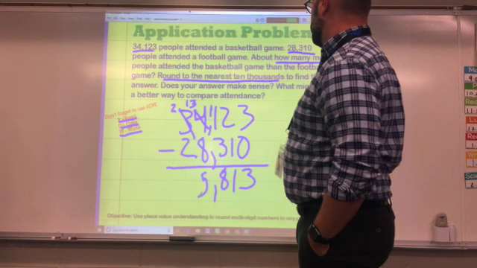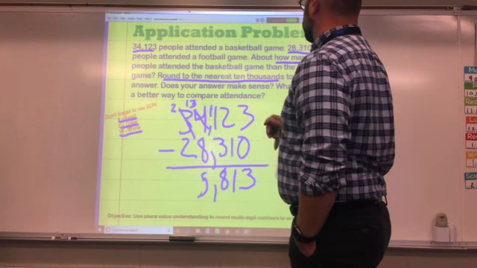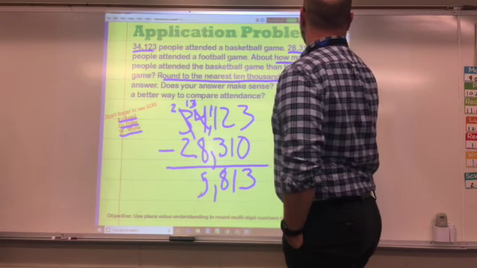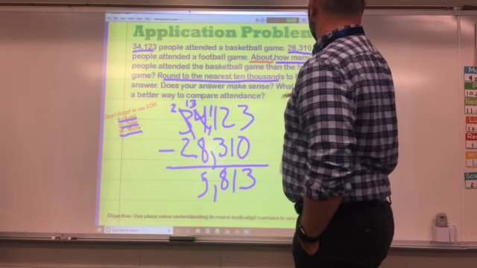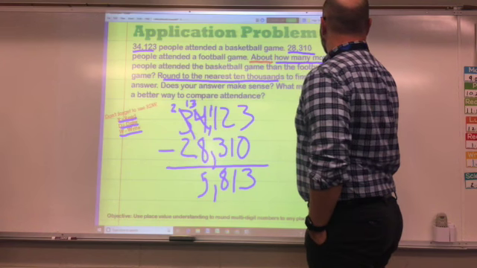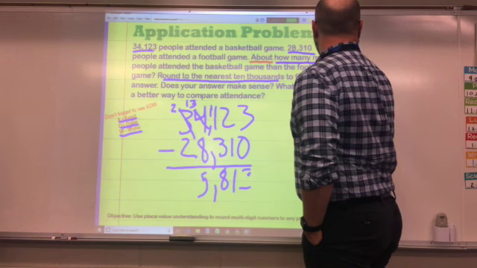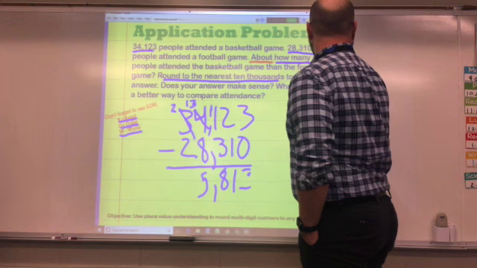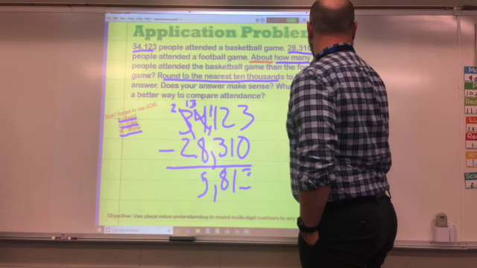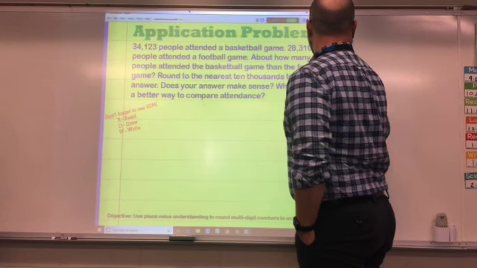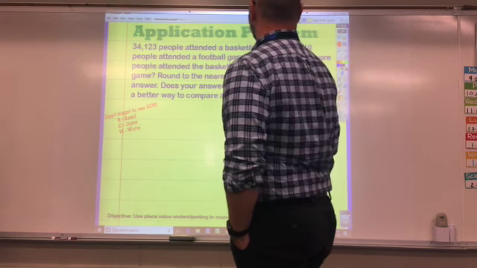However, there is a simpler way to get close to this answer, and that's what it's asking you to find. Because it says about how many more, it just wants you to give an approximation. And what that means is you can look at the 10,000 spot. It says round to the nearest 10,000 and find the answer.